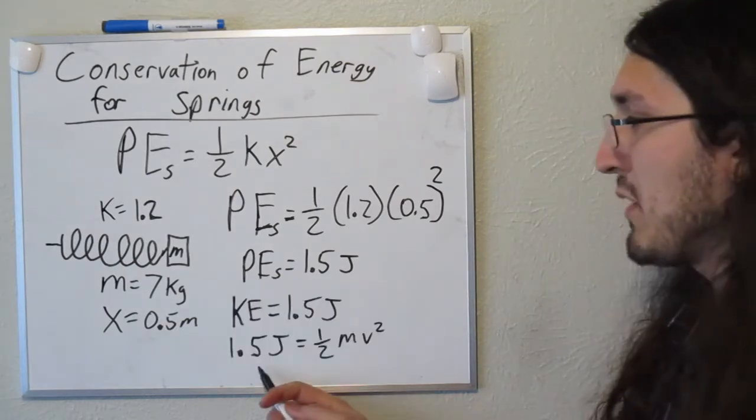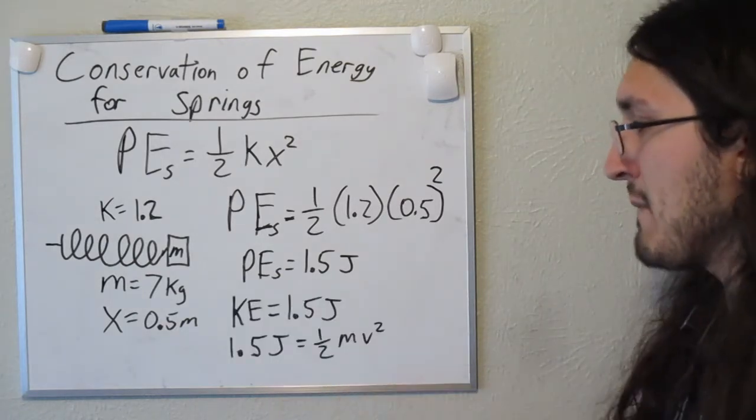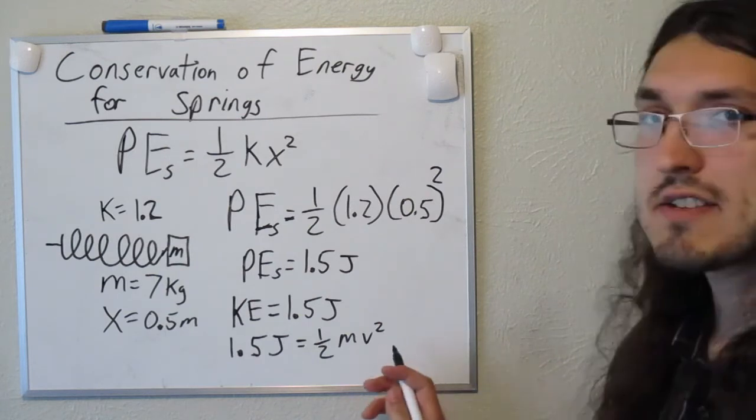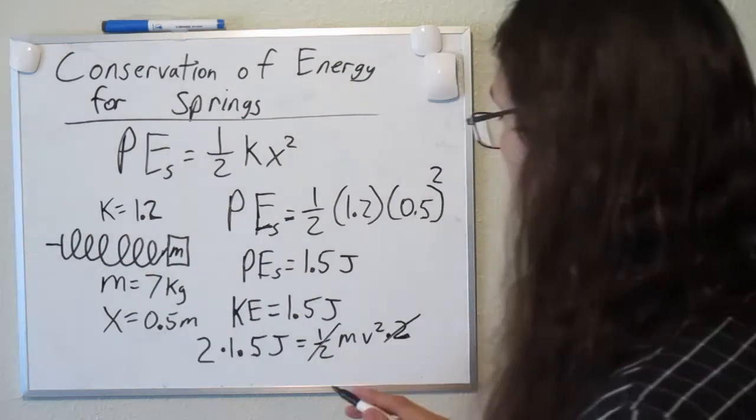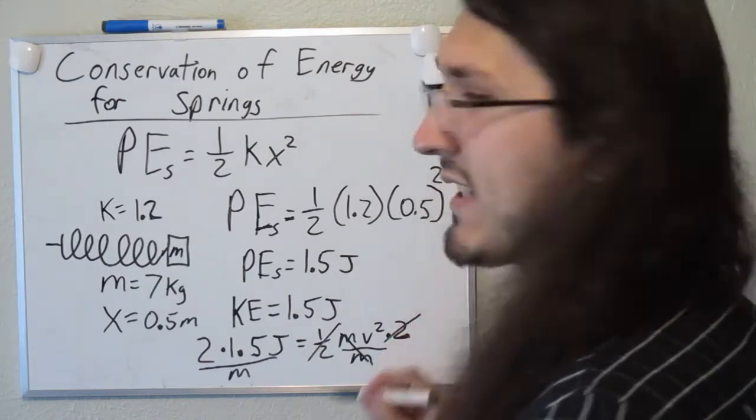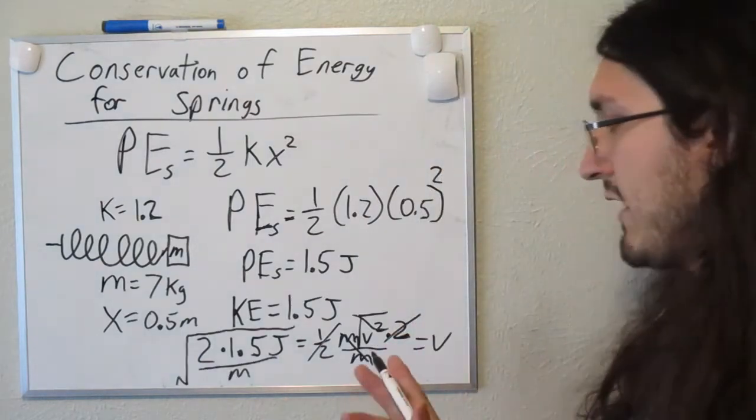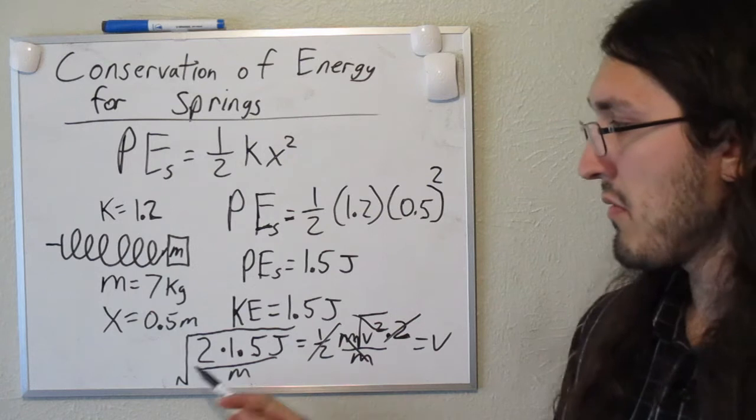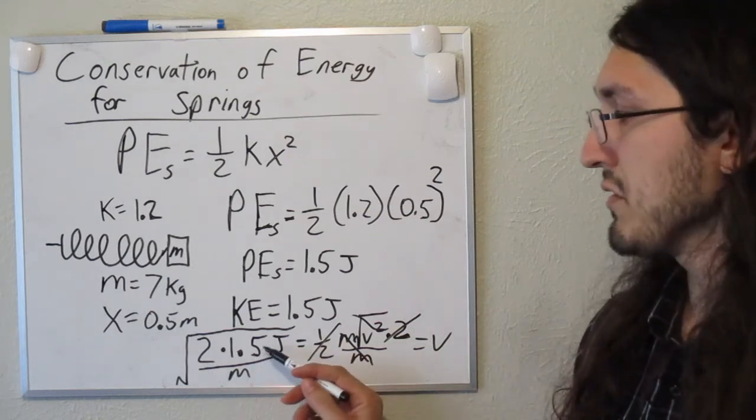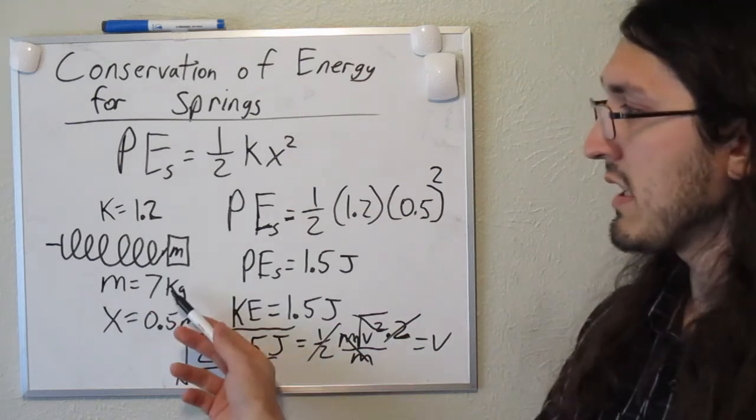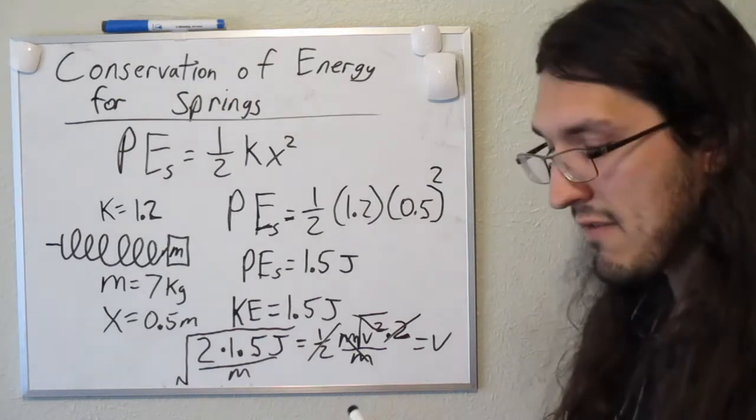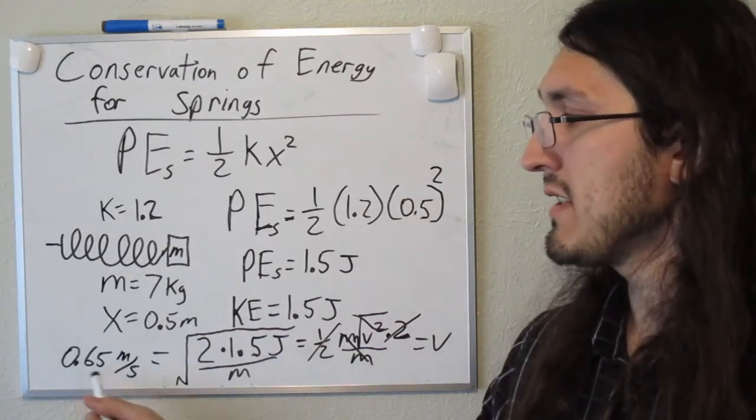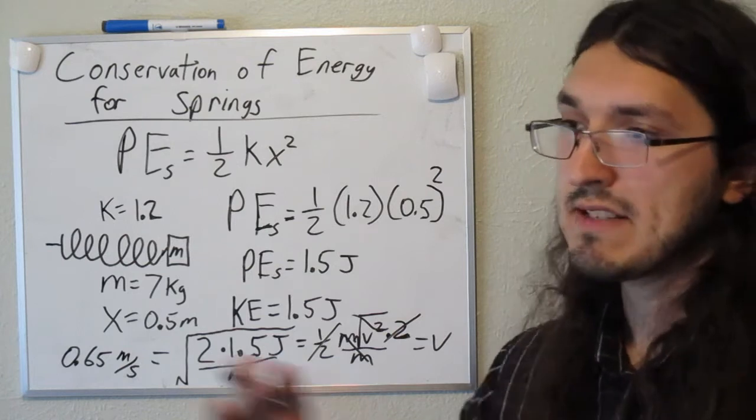Okay, so now I have 1.5 joules is equal to 1/2 mv squared. If I solve this for velocity, I'm going to have to multiply 2 to both sides, divide by m to both sides, and then take the square root of both sides. And then I finally get velocity is equal to the square root of 2 times 1.5 joules divided by the mass, which was 7 kilograms. Okay, I'm going to go ahead and figure that out right now. Alright, I found that the velocity is going to be 0.65 meters per second as it passes back through its equilibrium position.